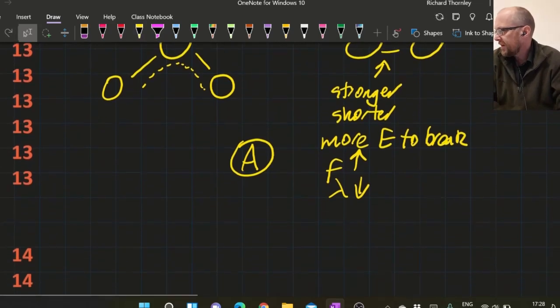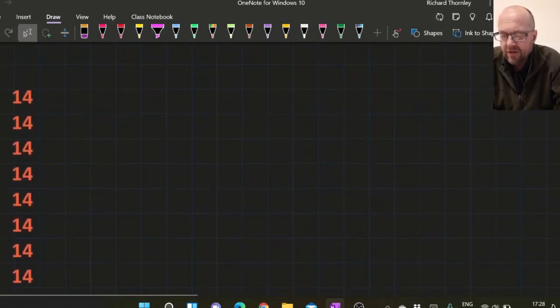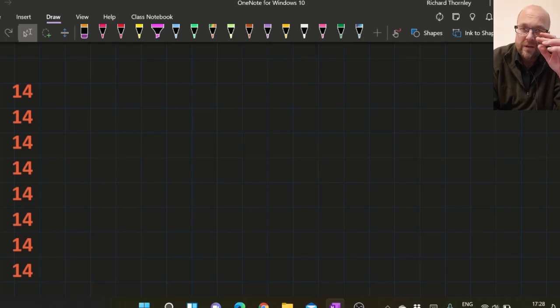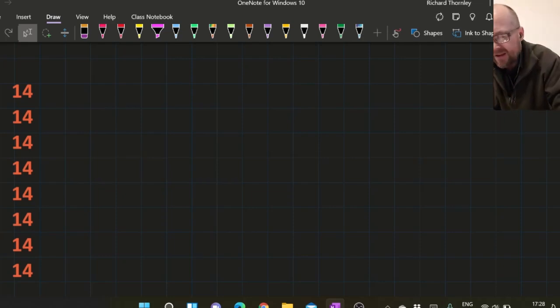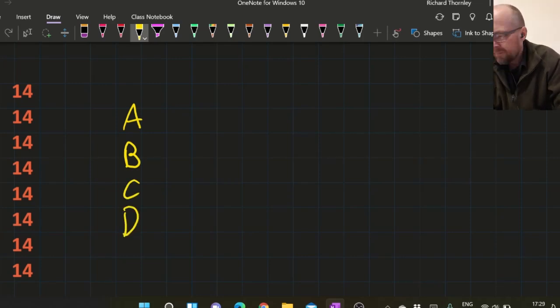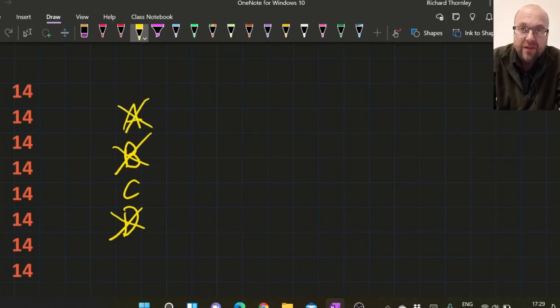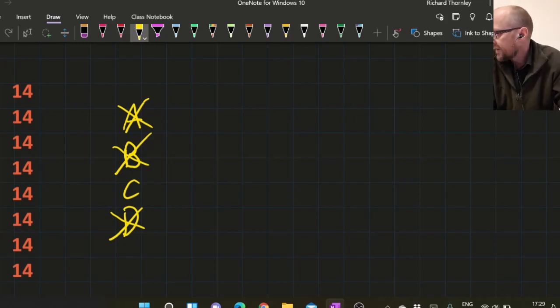Yep. 14, enthalpy of formation of ethanol. So that's making 1 mole of a substance from the elements in their standard state. It's the enthalpy of formation. So B must be wrong, it's making 2 moles. D must be wrong, it's making 2 moles. So A and C, I can't see the difference. Oh yeah, A must be wrong because ethanol is a liquid in its standard state, and it says it's a gas there, so it must be C. 14C, yep.